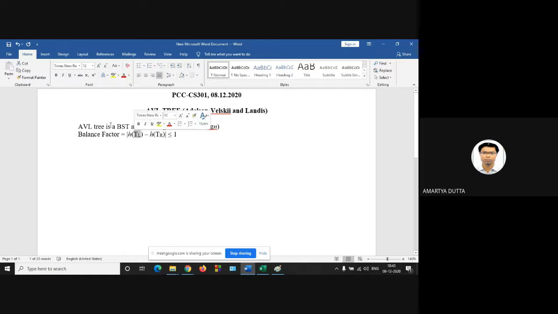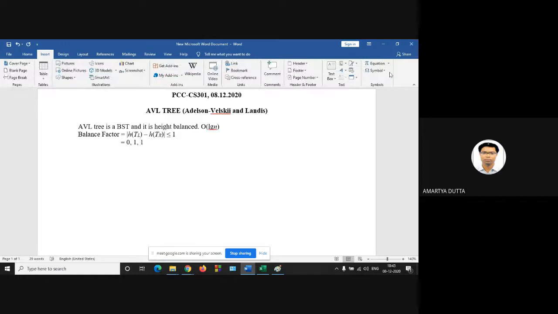Is it clear? Yes, sir. So this is the balance factor. The allowable values of the balance factor are 0, 1 or -1. These are the allowable values: 0, 1 and -1.